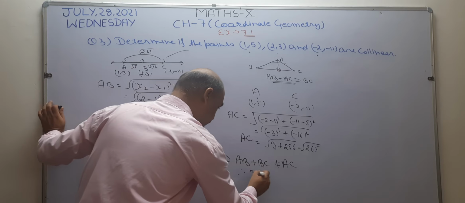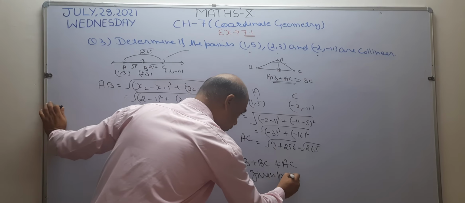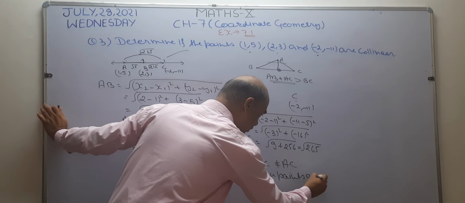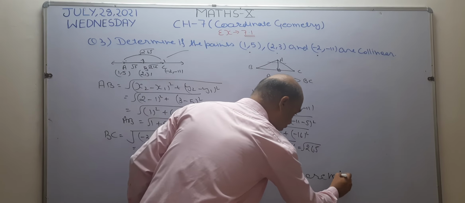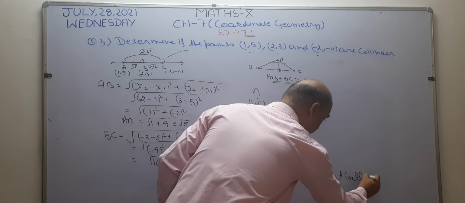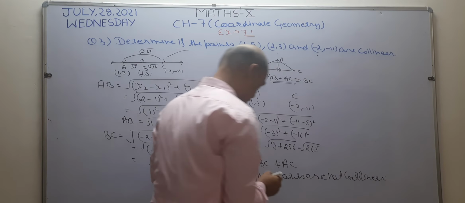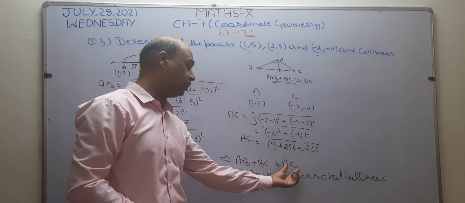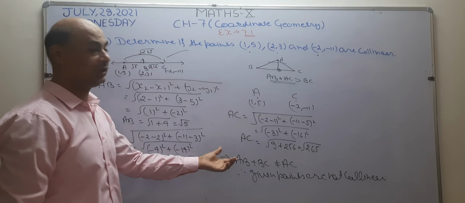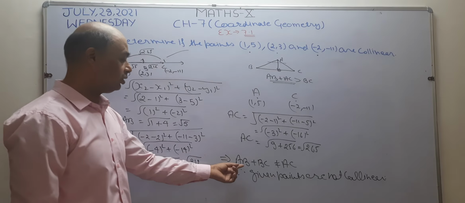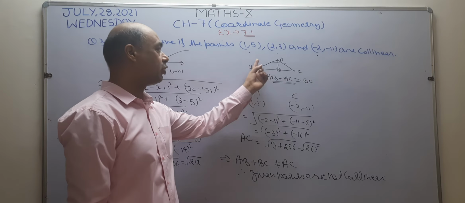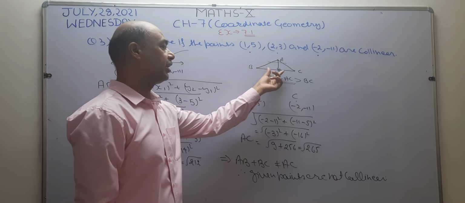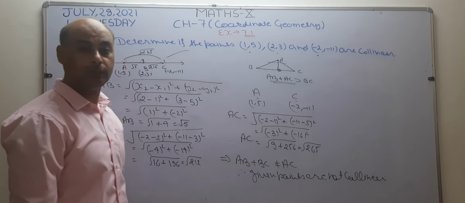Therefore, the given points are not collinear. If the sum of these 2 sides is equal to only a single side, this AC, then the given points become collinear. Since the given points are not collinear, it means they are going to make a triangle. I hope it is clear to all.